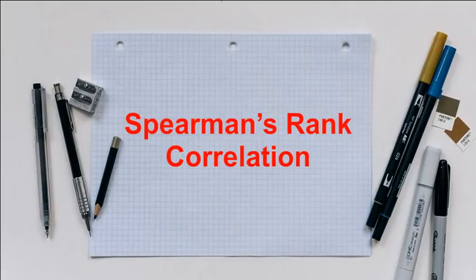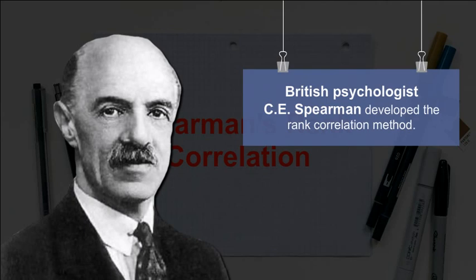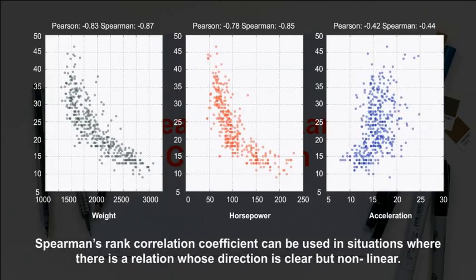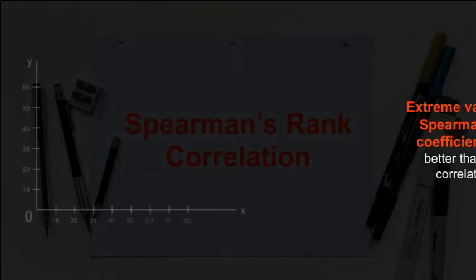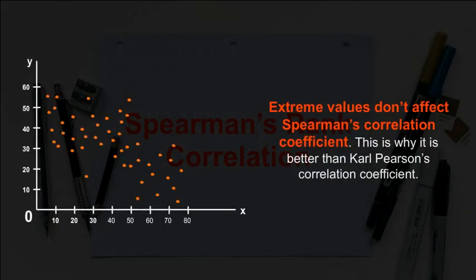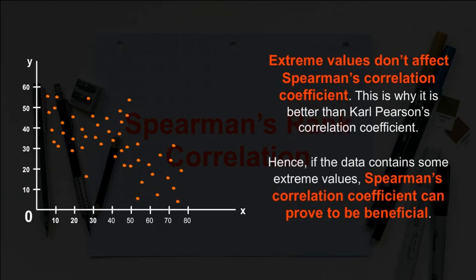Spearman's rank correlation. British psychologist C.E. Spearman developed the rank correlation method. Spearman's rank correlation coefficient can be used in situations where there is a relation whose direction is clear but non-linear. Extreme values don't affect Spearman's correlation coefficient. This is why it is better than Karl Pearson's correlation coefficient. Hence, if the data contains some extreme values, Spearman's correlation coefficient can prove to be beneficial.